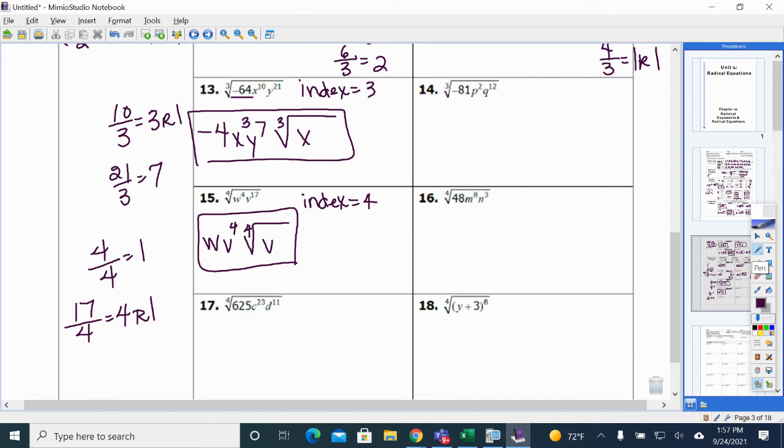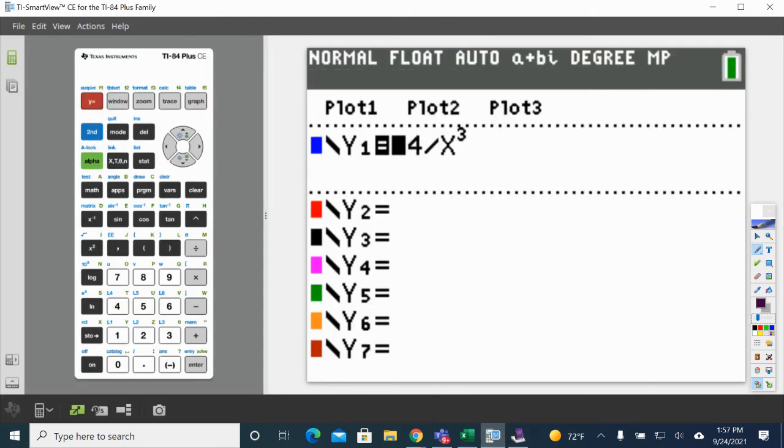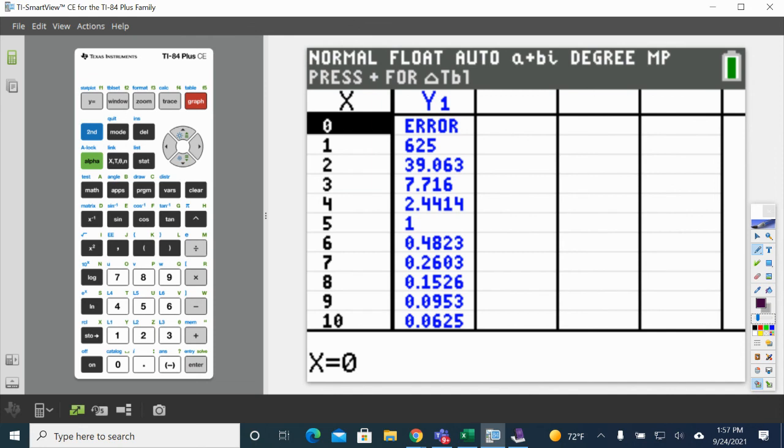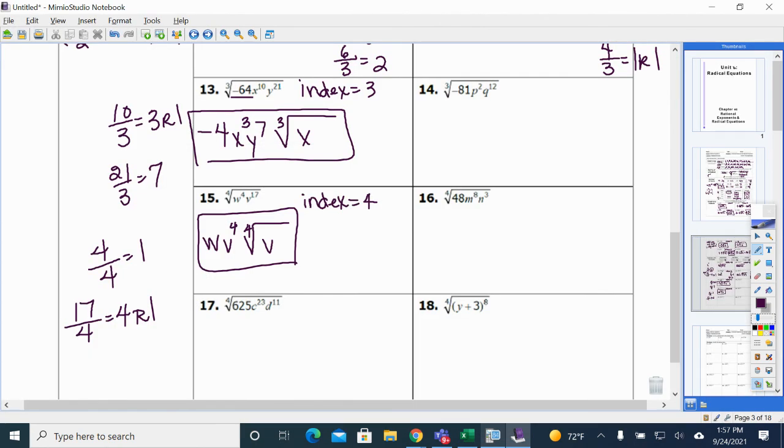Let's look at number 17. 4th root of 625. 625 divided by x to the 4th power is a whole 5. It's just 5. Nothing left under the radical there. It's a 5. Now for the C's.